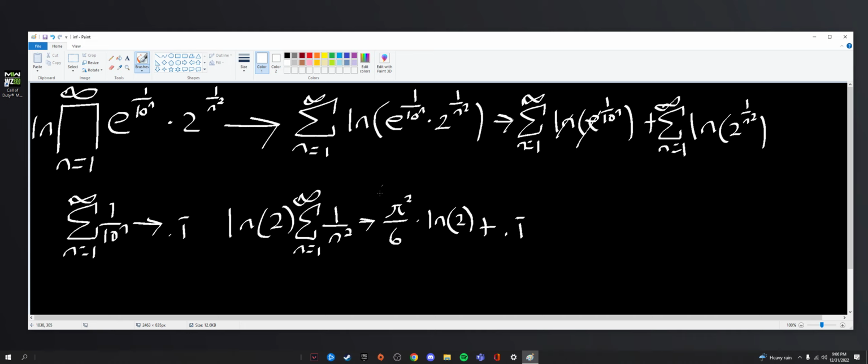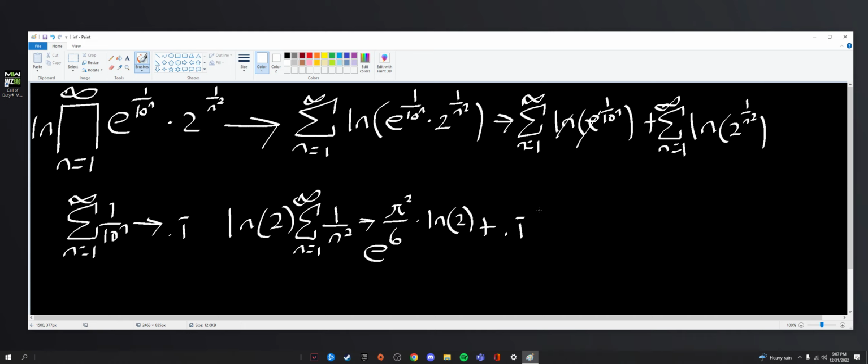So what we actually have to do to cancel out this natural log is we have to exponentiate both sides by e. But this is not a particularly nice expression to exponentiate. I could put e out here and we'd have e to the pi squared over 6 times ln of 2 plus 0.1 repeating, which isn't particularly nice.